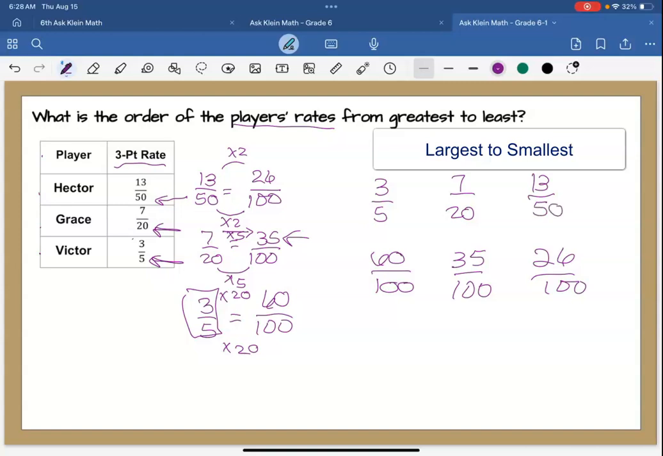Now, what is the order of the players' rates from greatest to least? Did we solve the problem? Largest to smallest. They didn't ask us for the players' names, so we're okay with rates. Here are their rates, so my answer is 3/5, 7/20ths, and 13/50ths.